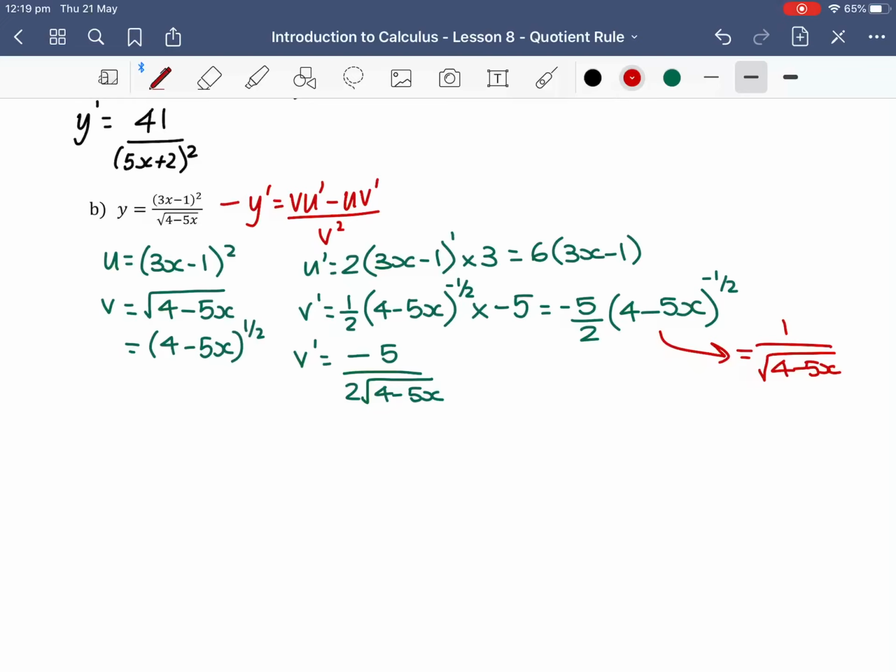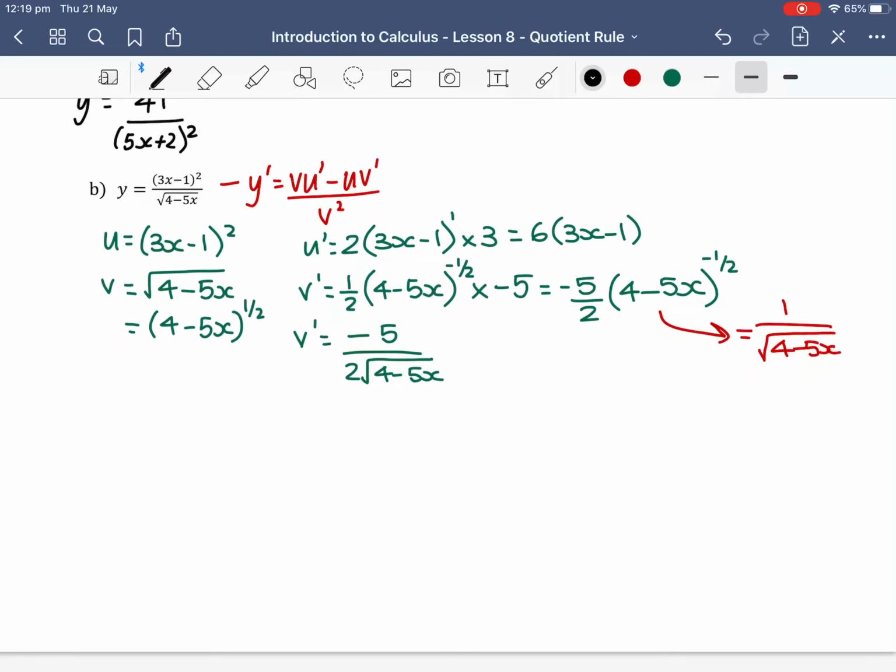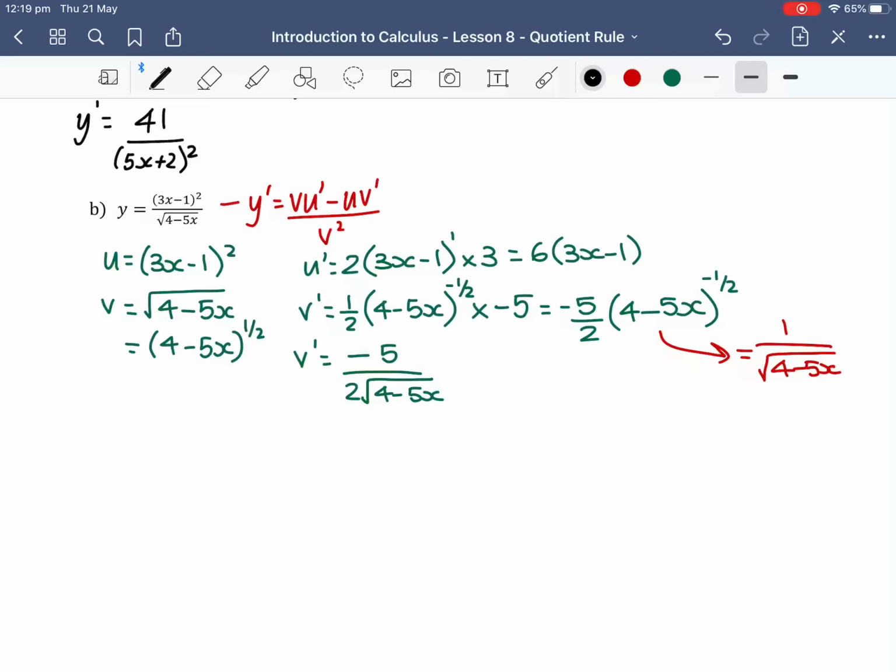And then we're multiplying it by our negative 5 on 2. So now that we know this, we can substitute our u, v, u dash, and v dash into our formula.